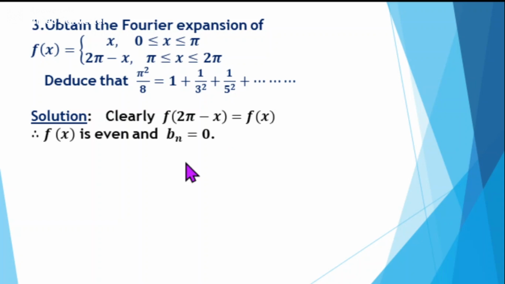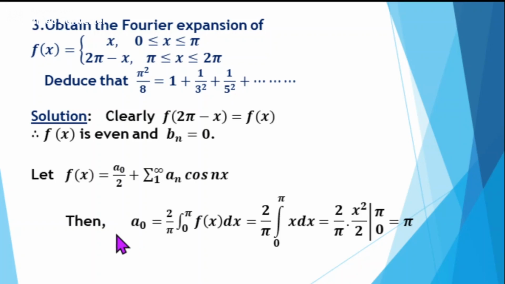So bn equal to 0. So we can write Fourier series as f of x equal to a0 by 2 plus summation n from 1 to infinity an cos nx. Find a0. a0 is equal to 2 by pi integral from 0 to pi f of x dx. So substitute for f of x. Here f of x is equal to x in the interval 0 to pi. And integrate, apply the limits, we will get a0 equal to pi.